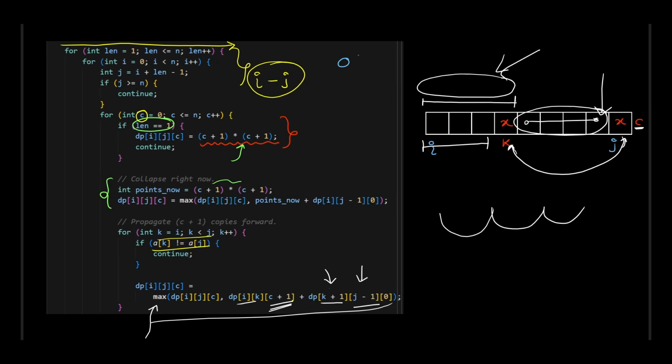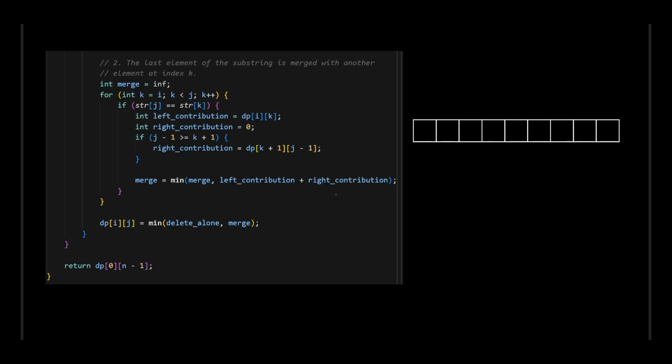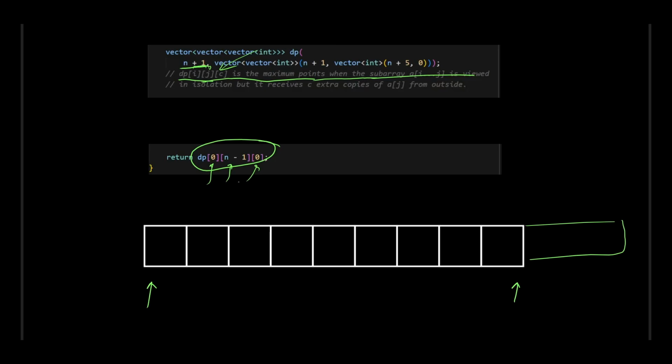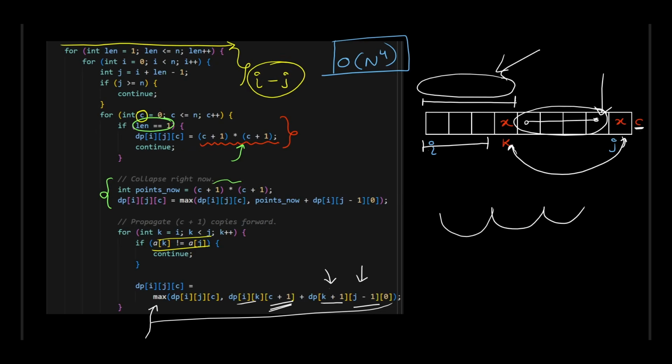So of course the time complexity is now O of n to the power 4, and there is no way to optimize it. And the time complexity of the previous version was O of n to the power 3. So these were the basic ideas behind the interval DP.